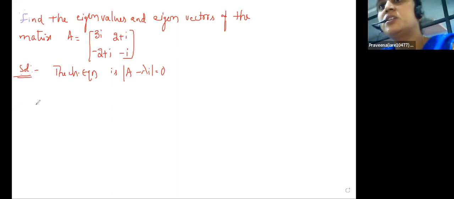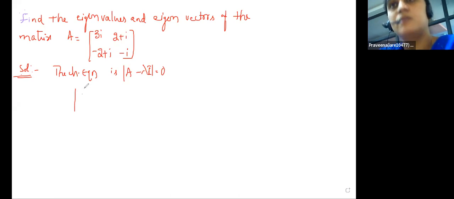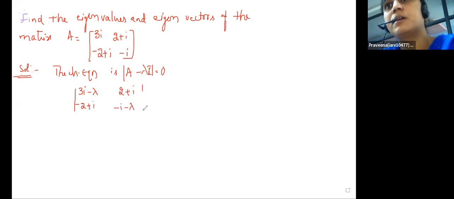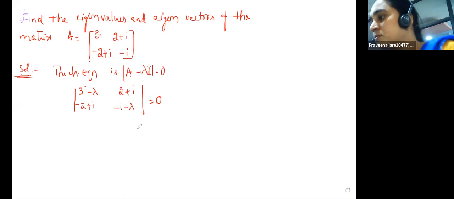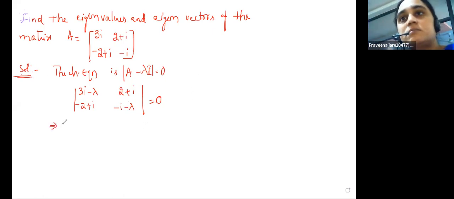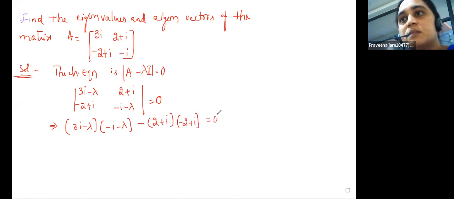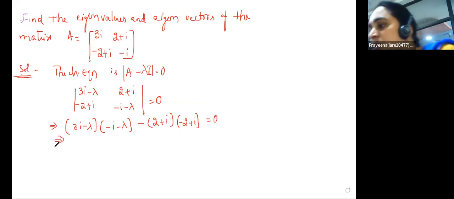Okay, the characteristic equation is that determinant of A minus lambda I is equal to 0. For that, here: (3i minus lambda)(minus i minus lambda) minus (2 plus i)(minus 2 plus i) is equal to 0. Right? For that, tell me the equation.